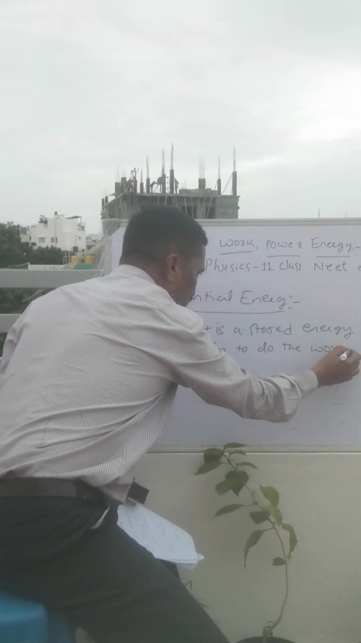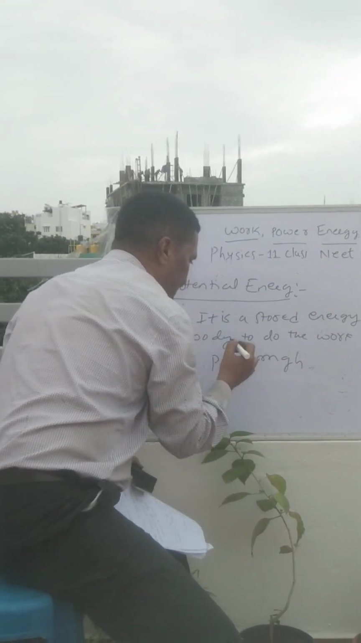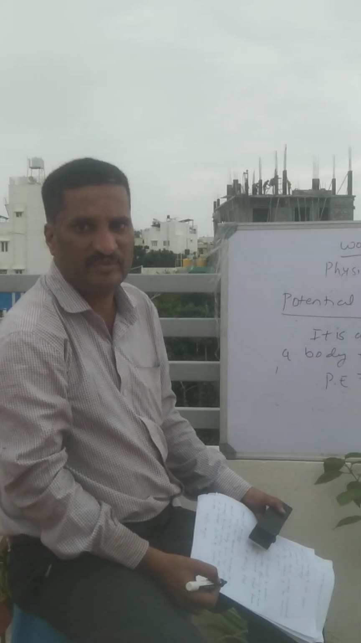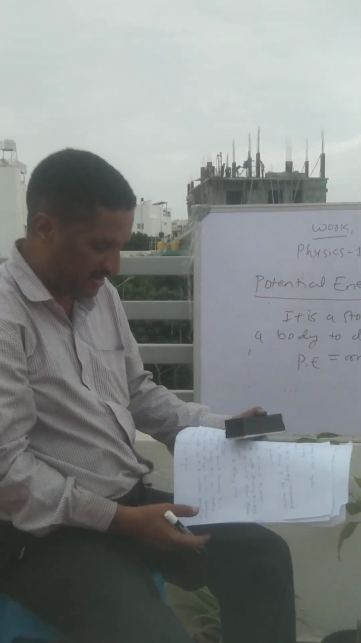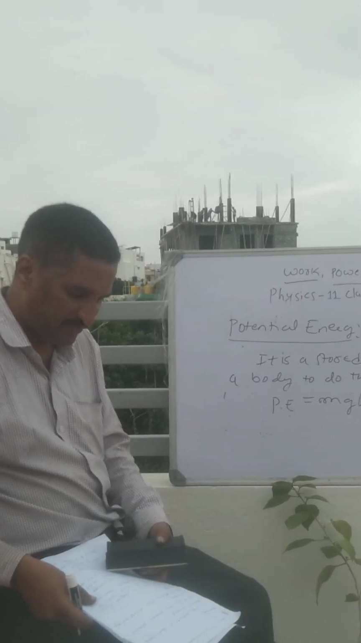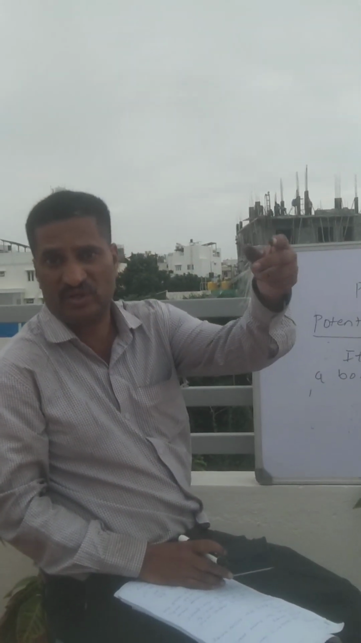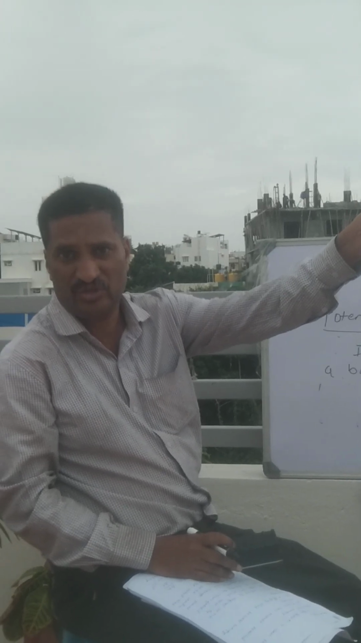Fine. This is important. It is usually given by mgh. Potential energy is given by height, right? It's called mgh. m is the mass of the body, g is gravity, and h is the height of the body. Now for examples: water stored in a dam. What is the potential energy? You can say some water is stored in the dam. For example, Kaveri Dam is there in Mysore, a very big dam. If water is stored, that stored energy is utilized for different purposes.